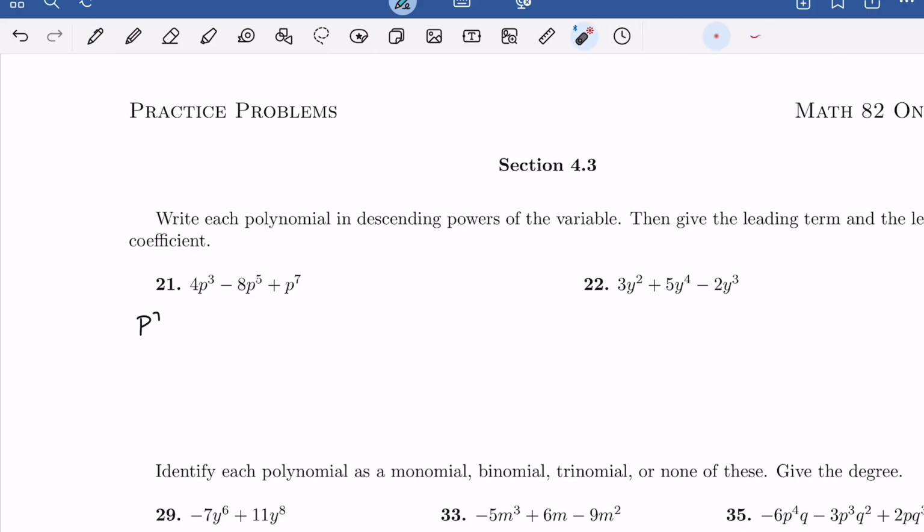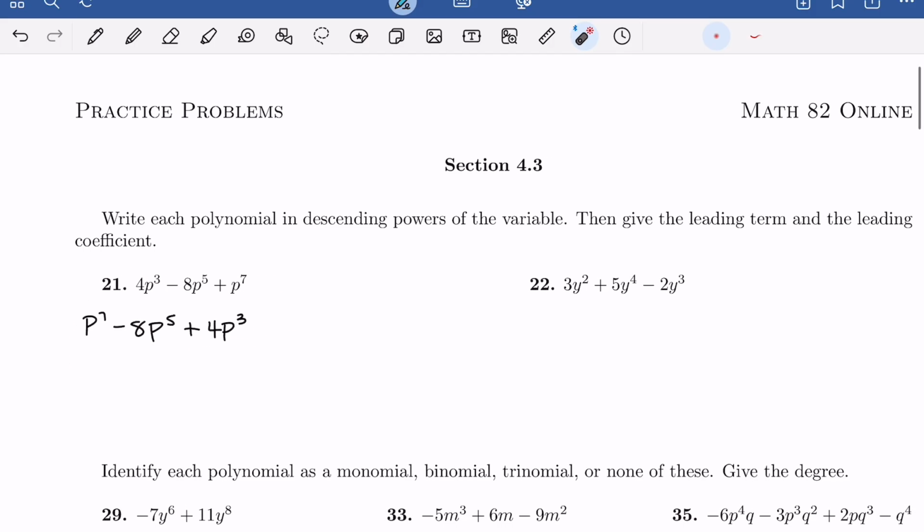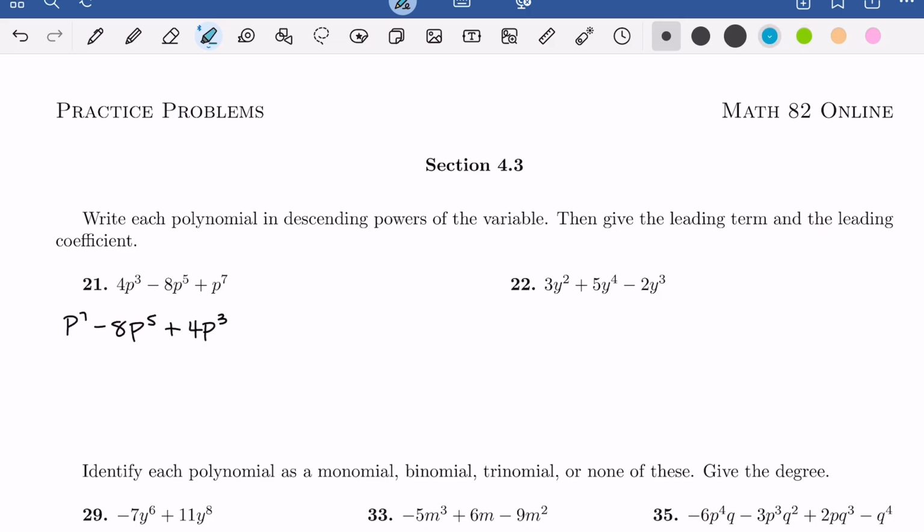Our second term would be the next highest power. So that'll be minus 8p to the 5th power, and then our last one here is our term with the lowest power of our variable p. So this is what this polynomial would look like written in descending powers of the variable. Now we also want to give the leading term, let's do some color coding, and the leading coefficient. Now the leading term when we're looking at these polynomial expressions is going to be the term with the highest power. So that's going to be this guy here, and it's always going to be the term in front when we have our polynomials written in descending powers of the variable.